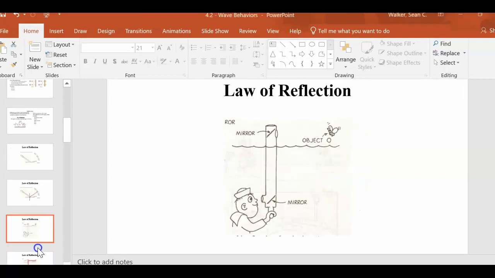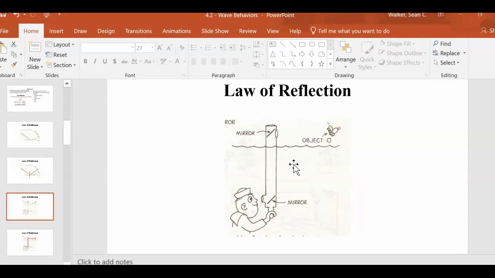Okay, moving on, just to show you another example of reflection, here you can see a sailor using what's called a periscope to see an object. Even though they're underwater, they can look through this periscope because it's got two sets of mirrors inside. Light can travel from an object above the water, hit the mirror, reflect off it, go down to this mirror, hit this one, reflect off it, and into the eyes.